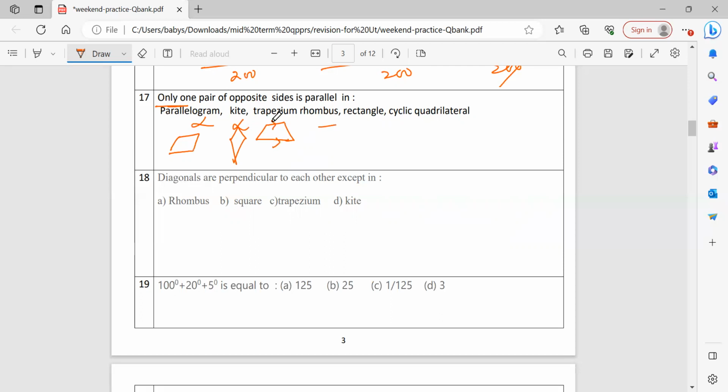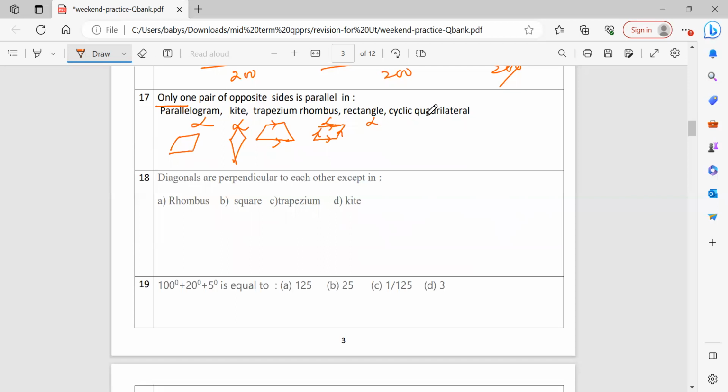Rhombus, rhombus is a parallelogram. Rhombus is a special parallelogram. So it satisfies the properties of a parallelogram. So in rhombus, again, both the opposite sides are parallel, both the pairs. So even rhombus is ruled out. Rectangle is also a parallelogram, ruled out.